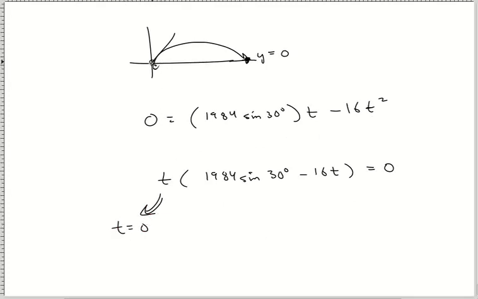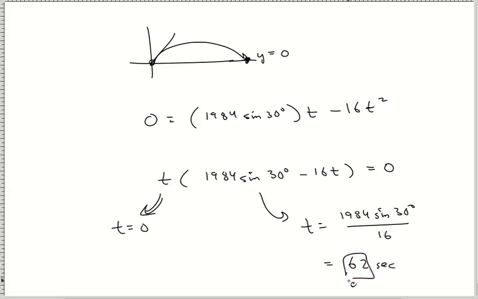So I could solve for t by saying, well, t equals 0. Of course it does. And then I could solve over here as well. Notice that if I move that t over and divide by the 16, then I've got 1984 sine of the 30 divided by the 16. Calculator, and I actually get 62 seconds. Like straight up 62.